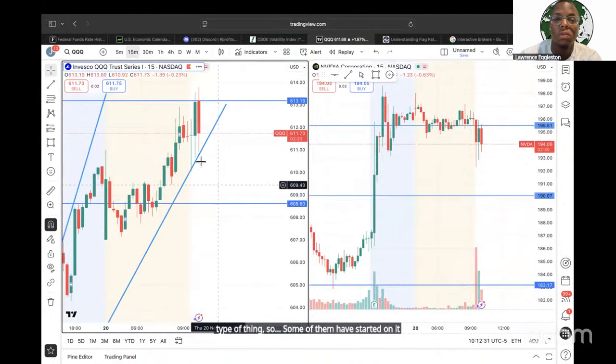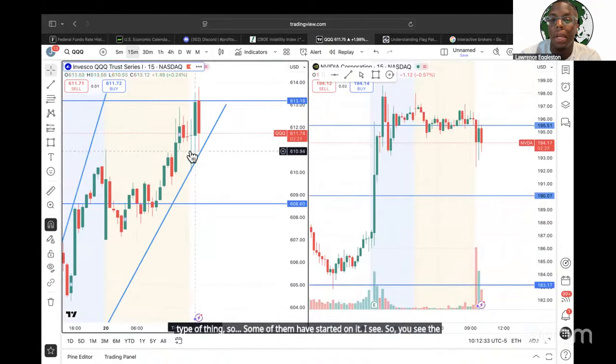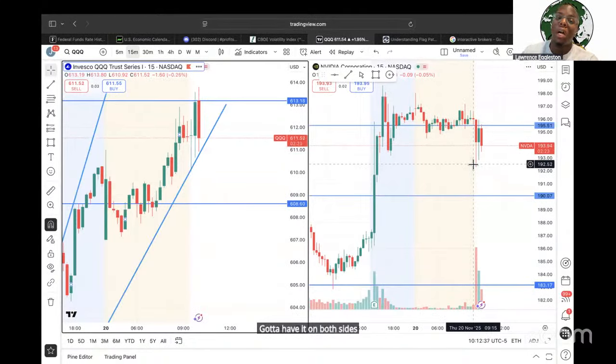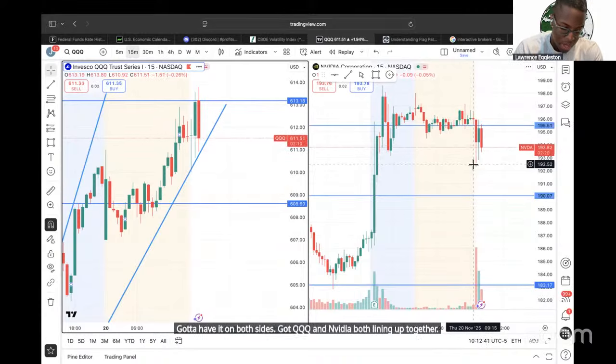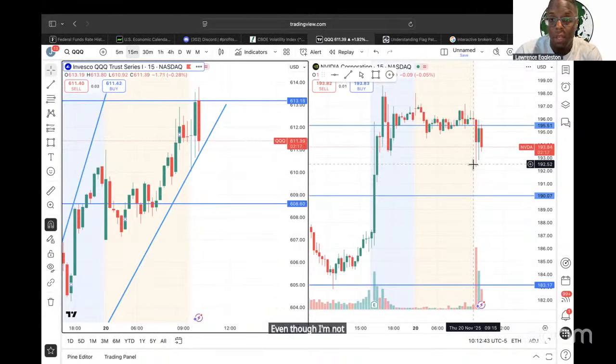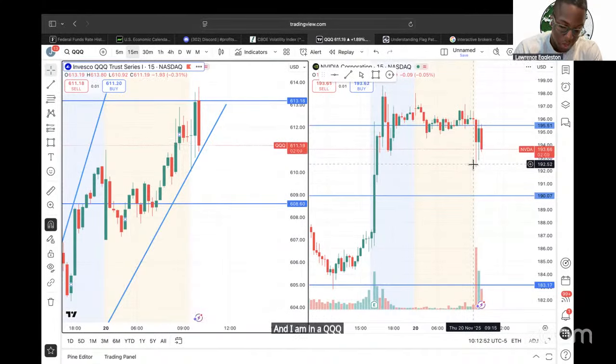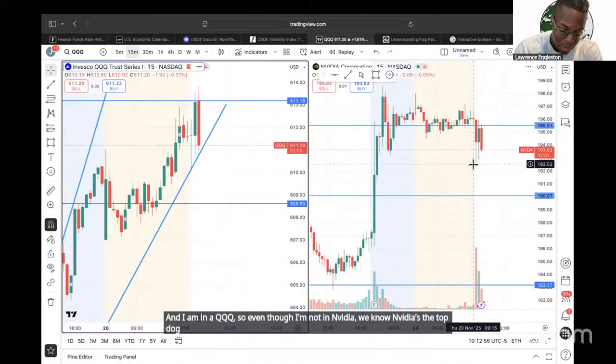Let's see. So you see the buyers kind of stepping right back in there. Gotta have it on both sides. Got QQQ and Nvidia both lining up together. Even though I'm not in an Nvidia trade right now, I am in AMD, and I am in MU, and I am in a QQQ. So even though I'm not in Nvidia, we know Nvidia is the top dog. So if Nvidia pulls back, that's going to drag the Qs down.